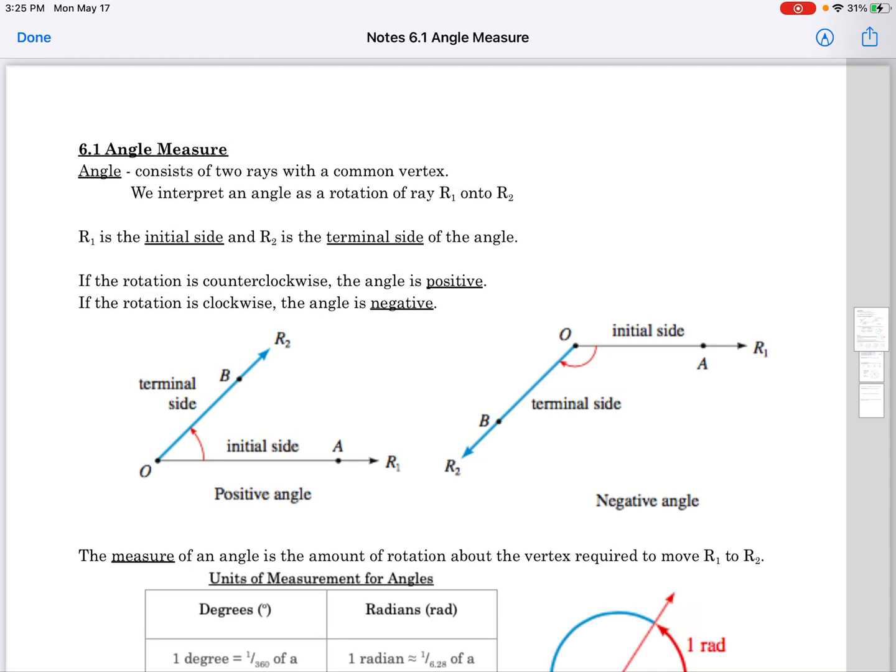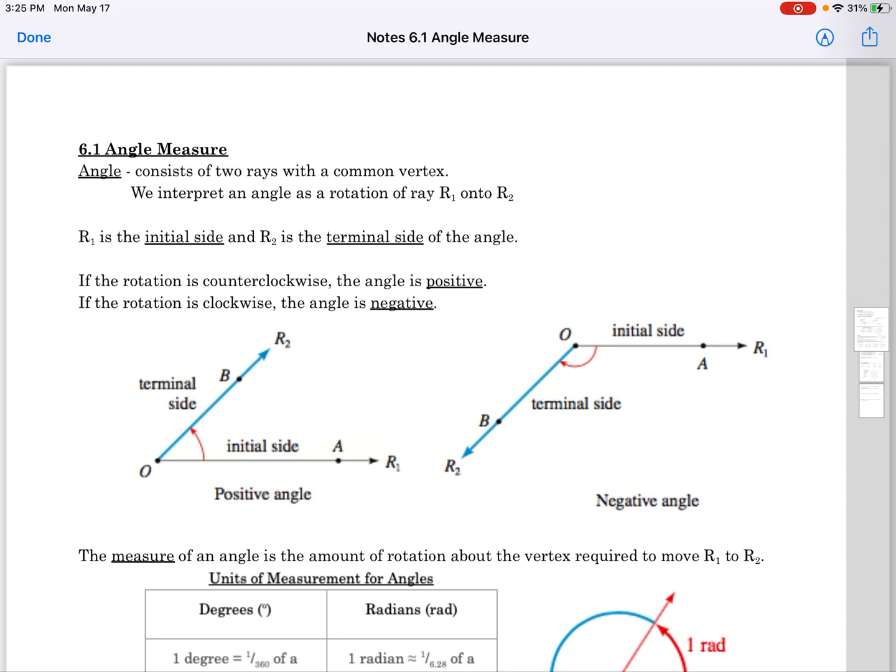6.1 Angle measure. Angles consist of two rays with a common vertex. We interpret an angle as a rotation of ray 1 onto ray 2. So basically we take one and we're kind of spinning it around, rotating it until it becomes the other ray. Ray 1 is what we consider the initial side, and ray 2 is the terminal side, and that's what we're going to call them from here on out. The initial meaning the starting side, terminal meaning like to terminate or ending side.